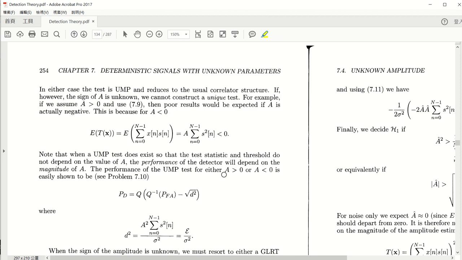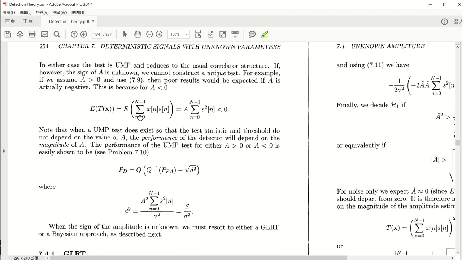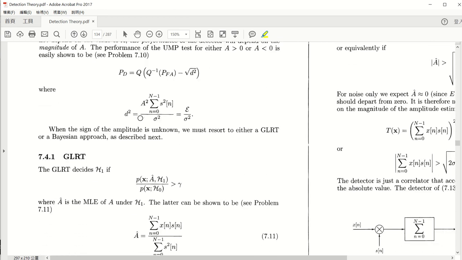If you don't, then you come up with something like this, then you could get a very terrible result. But it really depends on the prior information, whether you know A positive or A negative. If you don't, it could be negative and you assume it to be positive, then you get terrible outcome. Or it's positive and you assume it to be negative, you get terrible outcome.